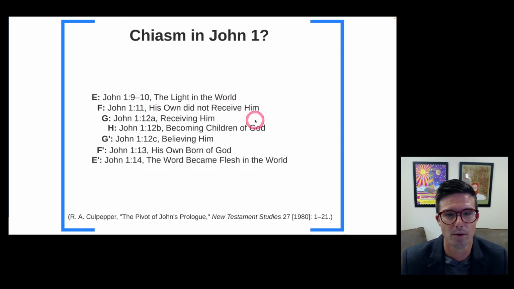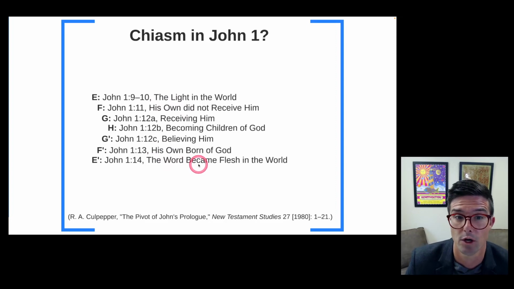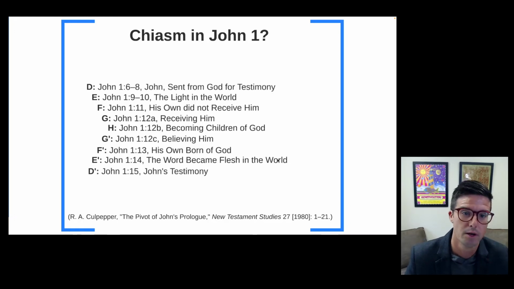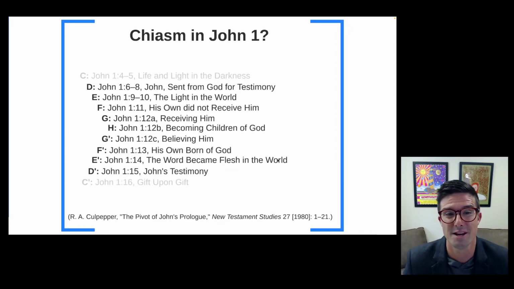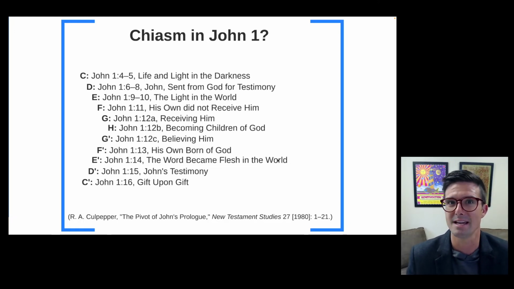The light is in the world, and the word became flesh in the world. So again, different names for Jesus, or different symbols for Jesus, as in light and word. But the similarity here is being in the world, or entering into the world. With D and D prime, we have John sent from God to testify, and then in D prime, some information about John's testimony.